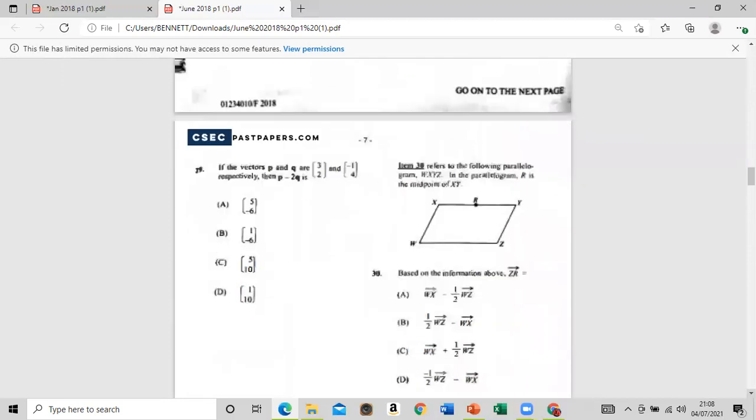Alright. The vectors P and Q are (3, 2) and (negative 1, 4) respectively. Then P minus 2Q. Guys, don't take them for granted, alright? So it's P minus 2Q, so it's (3, 2).